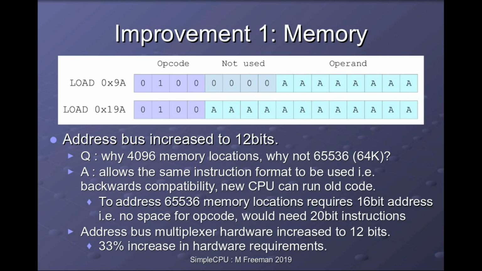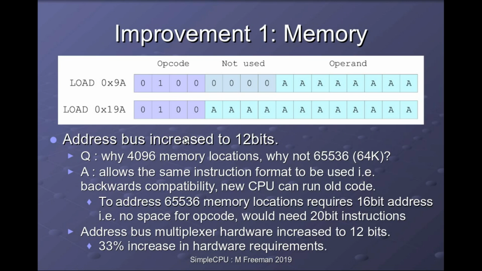So from this you can see why I chose a 4K memory size, because that is the biggest address I can fit within a 16-bit instruction, because I need 4 bits for the opcode. If I wanted to move to a 64K address space, I'd need 16 bits to represent that address, and obviously that wouldn't leave any room for the opcode.